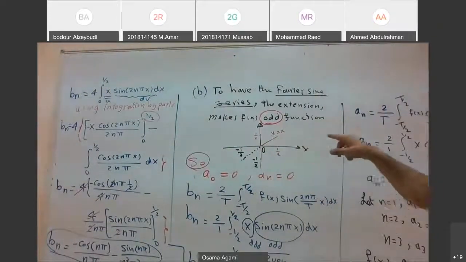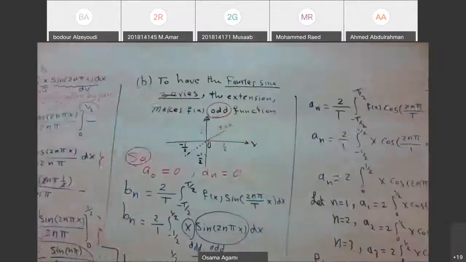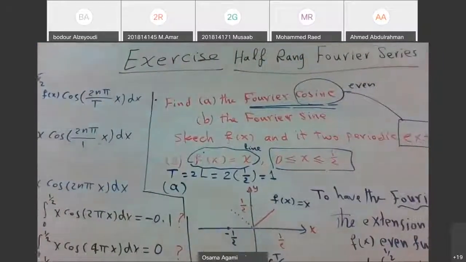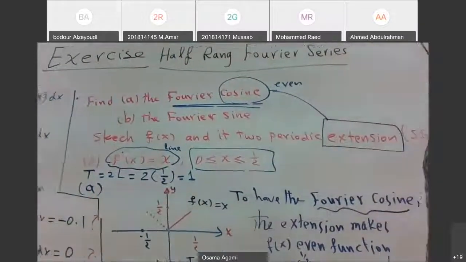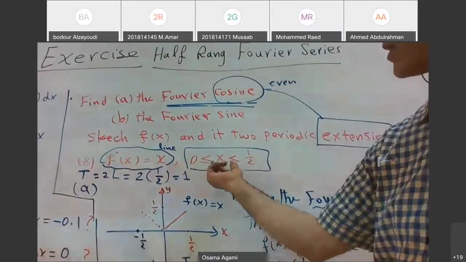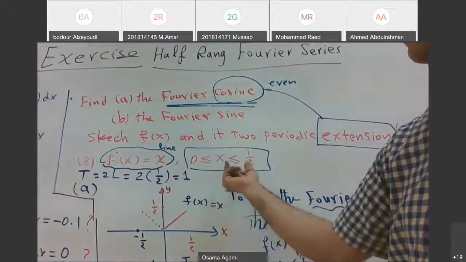Remember, again, if he is asking you to extend the function to have Fourier cosine and Fourier sine, you have to know this x, the value of x is not the period. It is half of your period. Catch it?